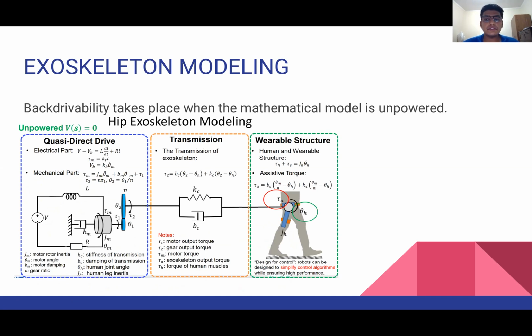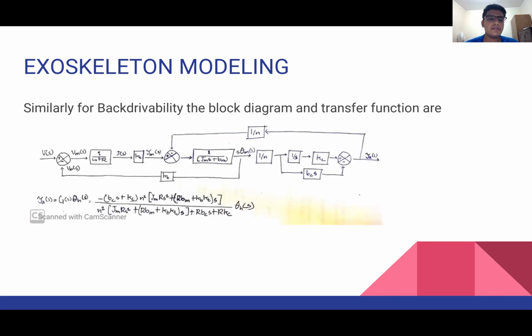Similarly, for the exoskeleton backdrivability, we use the same type of mathematical modeling, except in the actuator part, the initial velocity is 0, but the other parts pretty much remain the same. This is the block diagram that we will also be using in Simulink for simulation. And this is the transfer function that I derived by using Laplace transformation on the formula of the previous slides.